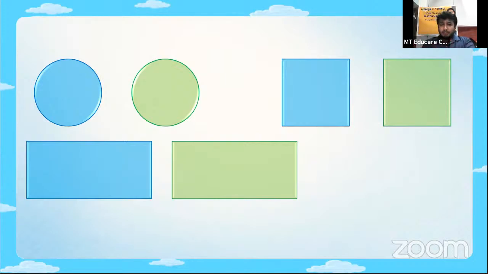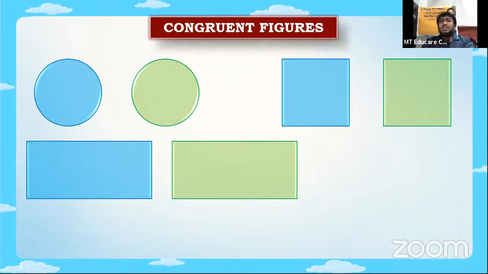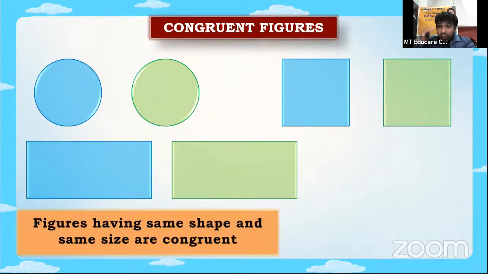Why are they coinciding? अगर मैं सर्कल को स्क्वायर पे लेके रखूं, will they coincide with each other? Will they get fit into each other? No. So students, when the figures get fit into each other, they are coinciding. Why does this happen? Because the figures have the same shape and same size. Obviously these are congruent figures. Any figures which have same shape and same size are called congruent figures.